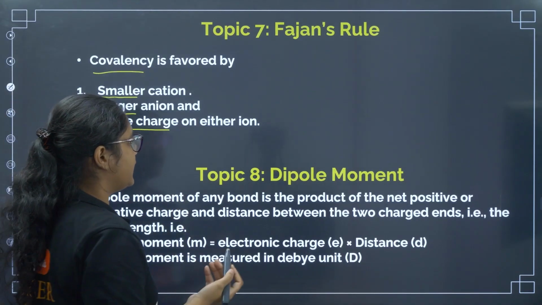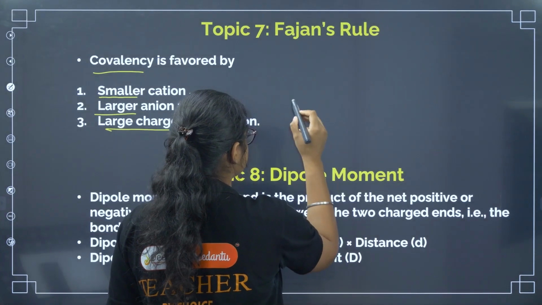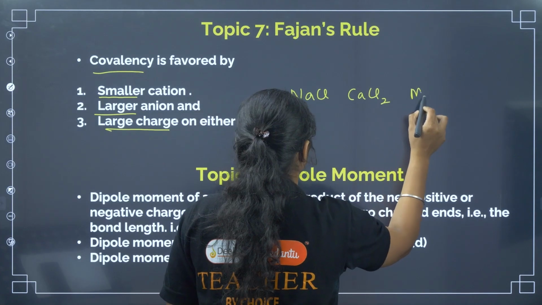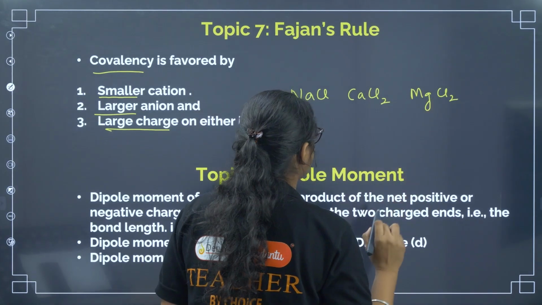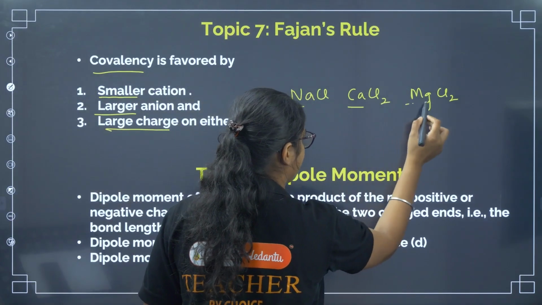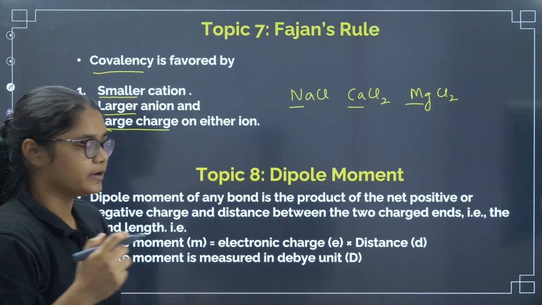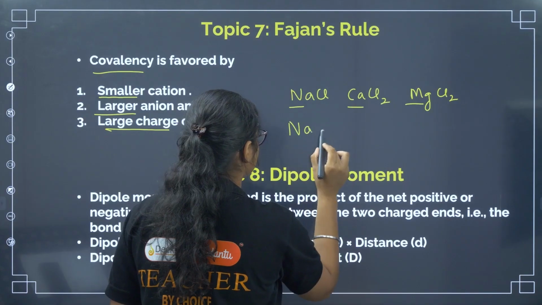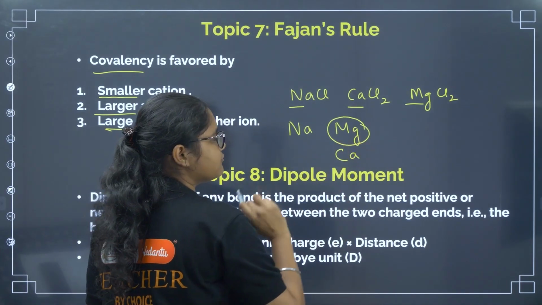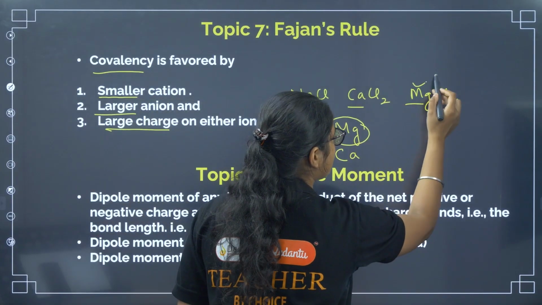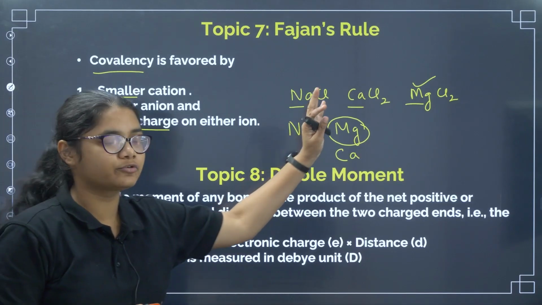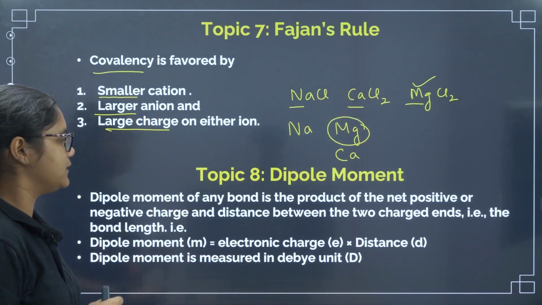Like for example, if we take NaCl, okay, CaCl2 and MgCl2. Okay. Now if you see here, first of all the anions are same, you have to check the cations, right? So cation size should be smaller. So if you see, they are in the periodic table like this: sodium and magnesium and then calcium. So the smallest size is of magnesium, right? So magnesium chloride will be the compound with the most covalent character. Okay, so like this you can find the order.